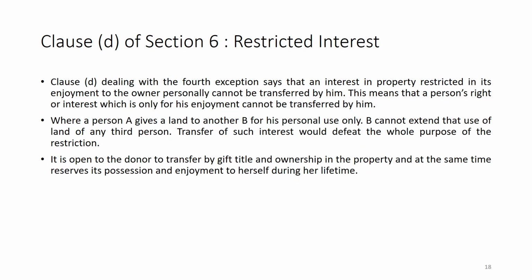Now, come to the restricted interest, clause (d) of the section. What is restricted interest? It says that the fourth exception within section 6: an interest in the property restricted in enjoyment to the owner personally cannot be transferred by him. This means that a person's right or interest which is only for his own enjoyment cannot be transferred by him.